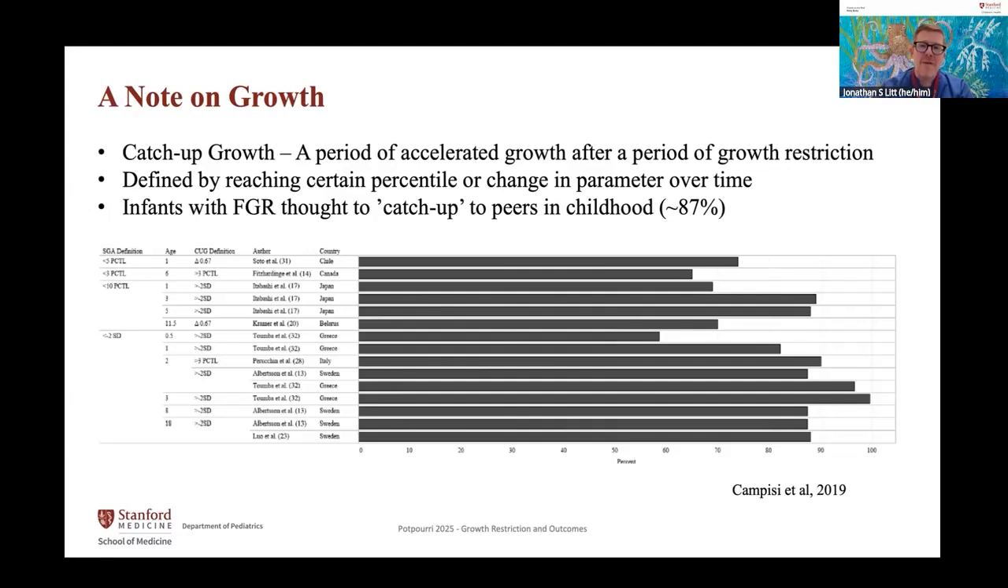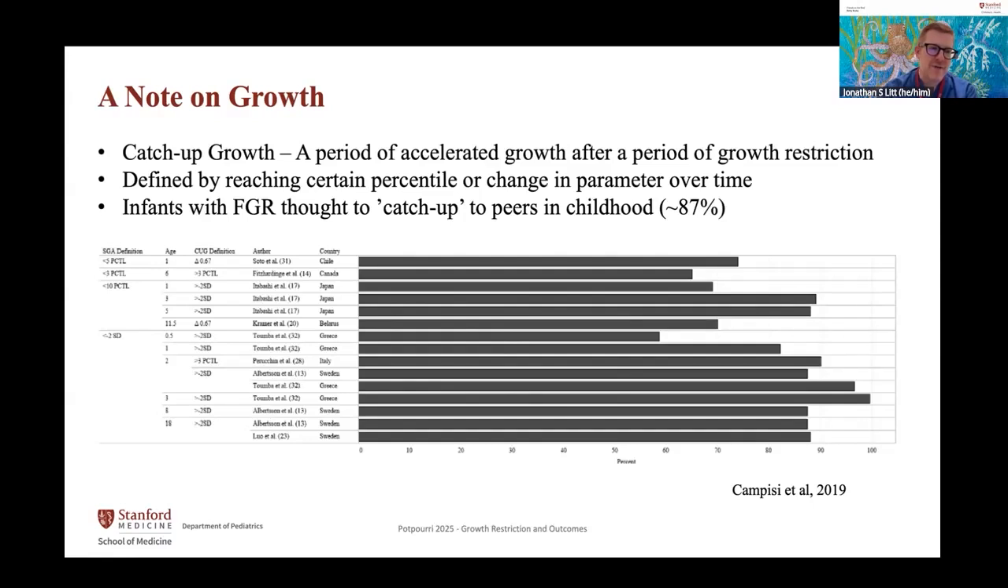But we know that the vast majority, and some studies have shown up to around 80 to 90% or so, of infants with fetal growth restriction are thought to catch up to peers by childhood. I share here with you a figure from a paper from a few years ago that shows catch-up growth, or the percentage of children with growth restriction who have had catch-up growth by school age. You'll see here on the very left that, and here it's SGA, and it's actually not fetal growth restriction, but here they're looking at the baby's weight being small for gestational age, the definition.